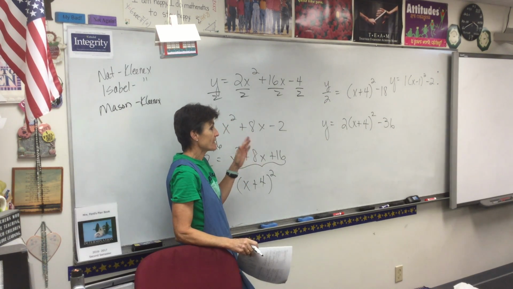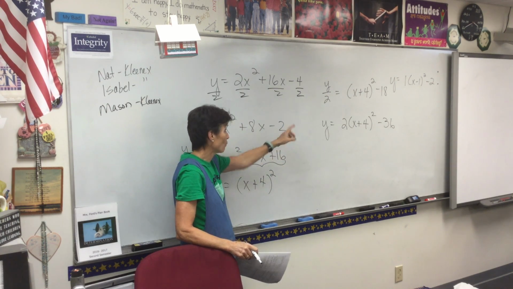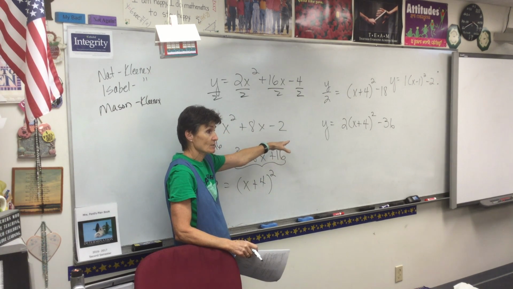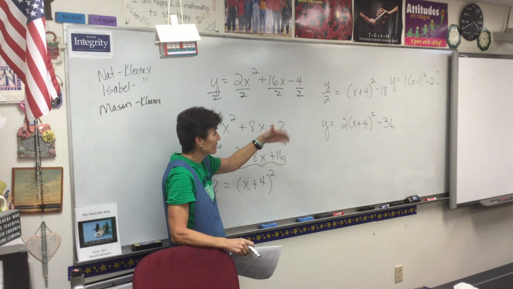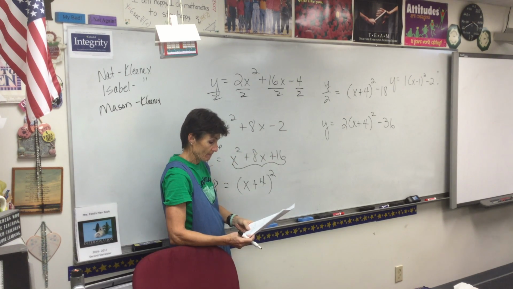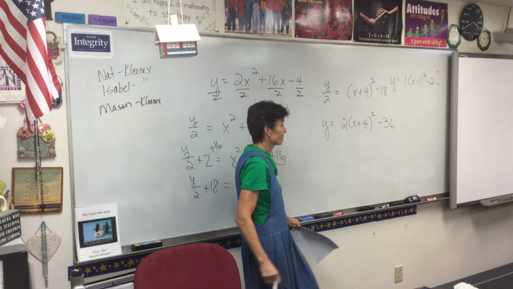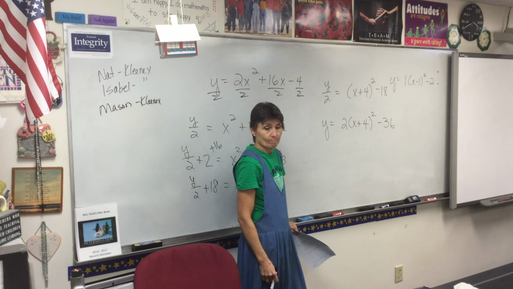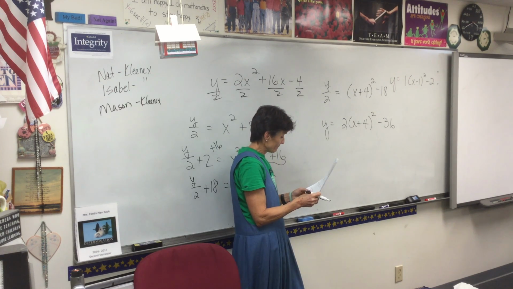The question doesn't ask you for any information. It just says change it into vertex form. So that actually is the answer, the equation. If you wanted the vertex, you can get it and all that, but we don't need it. It just says write the equation. You good? All right.